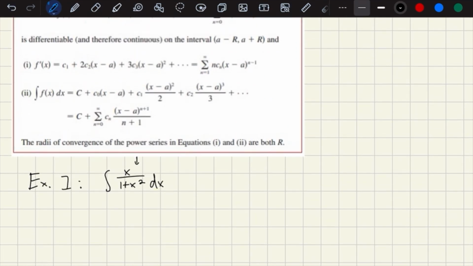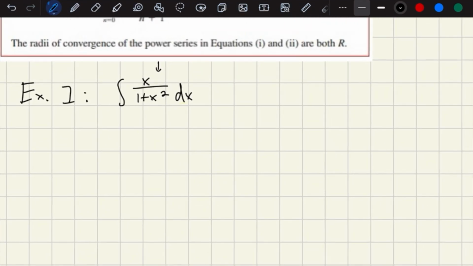So the example that I came up with was the indefinite integral of x over 1 plus x squared dx. And at first, obviously, this doesn't seem like it has a very simple antiderivative, which it doesn't, but the matter of fact is that we could actually represent this as a geometric series, which is pretty cool because it simplifies our lives and gives us a simple answer.